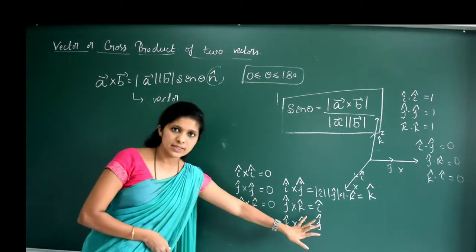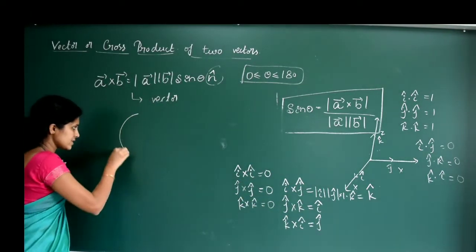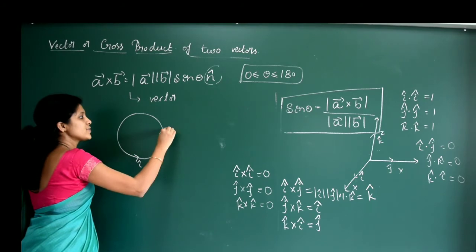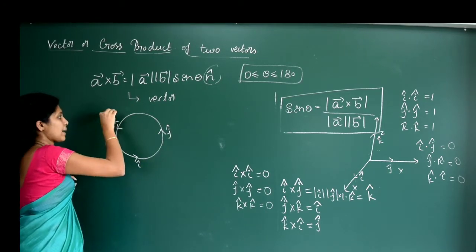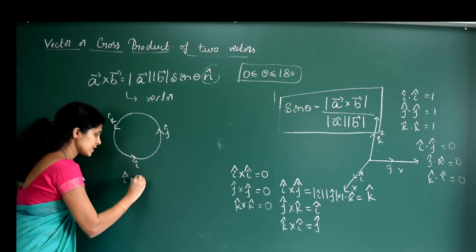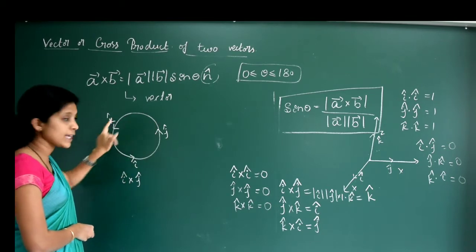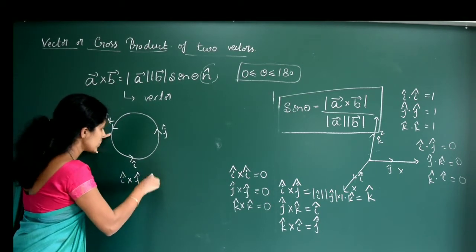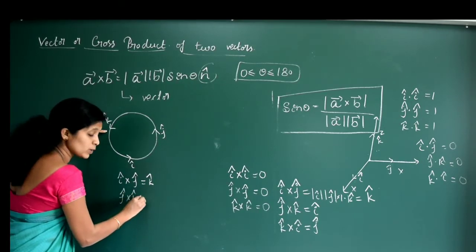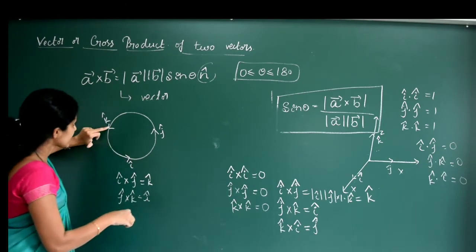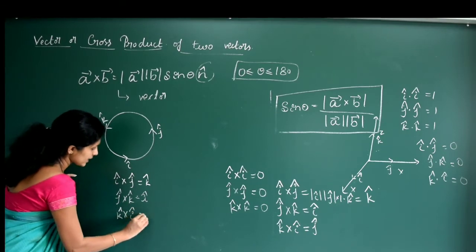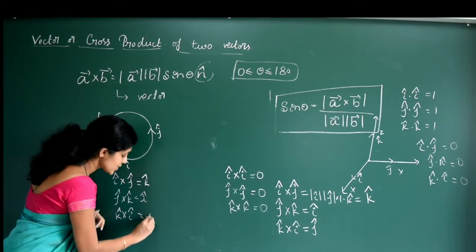So to remember these things, there is one small trick, one method. See, if I consider this is i cap, and this will be j cap and this will be k cap. Now it is in the same direction. If I want to find i cap cross j cap, see here it is in the same direction. i to j will be equal to k cap. Now I'll consider j to k. See here j cap cross k cap will be equal to i cap. Last one is k to i. It's the same direction. Observe that k cap cross i cap, k to i will be equal to j cap.